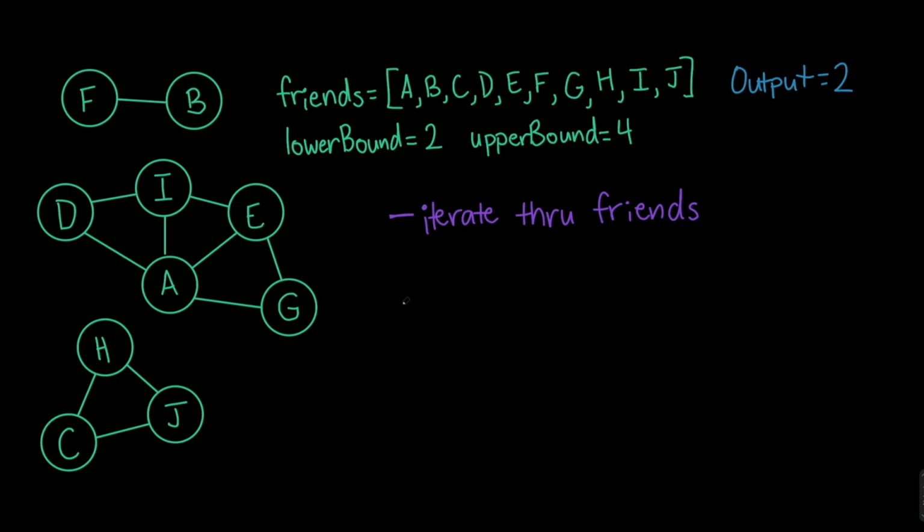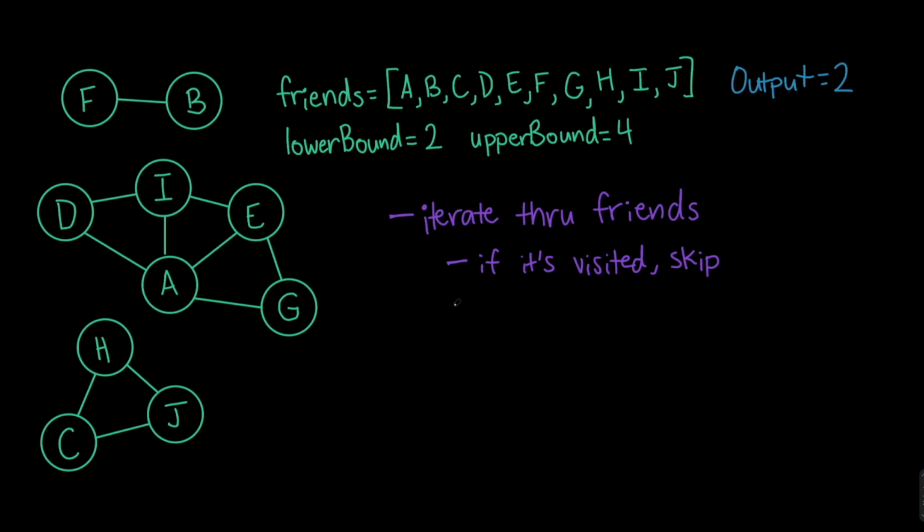I'm not going to explicitly write that, but of course that's required. Okay, so we iterate through each friend, and for each friend, what do we want to do? We want to say, if it's visited, we just skip it, right? We don't have to do anything because that node has already been taken care of. So let's just say skip.